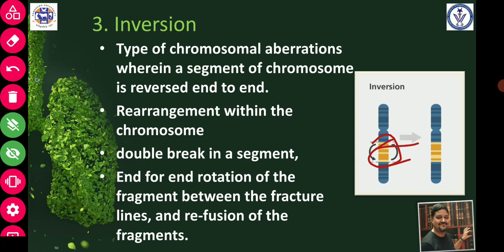So this is a rearrangement within the chromosome. There will be a double break in the segment, already discussed, then end to end rotation of the fragment between the fracture lines and refusion of the fragments. This is how inversion is created. Now, what are the different types of inversion?